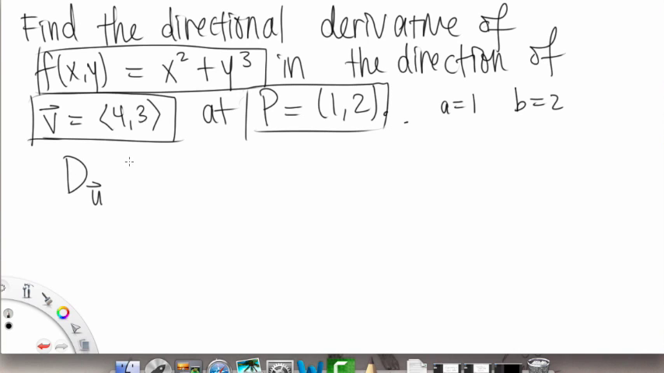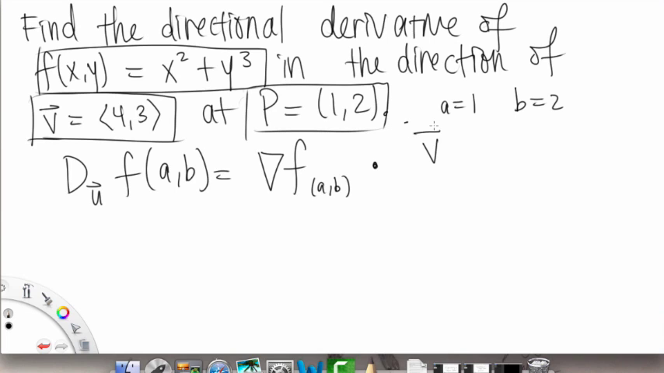So D sub u of f at (a, b) is equal to the gradient of f evaluated at (a, b), and then we're going to dot that with the direction vector divided by its magnitude, because this is our unit vector that we want. First, we just have to find the different components and then plug them into the formula. That's basically what we're going to be doing.